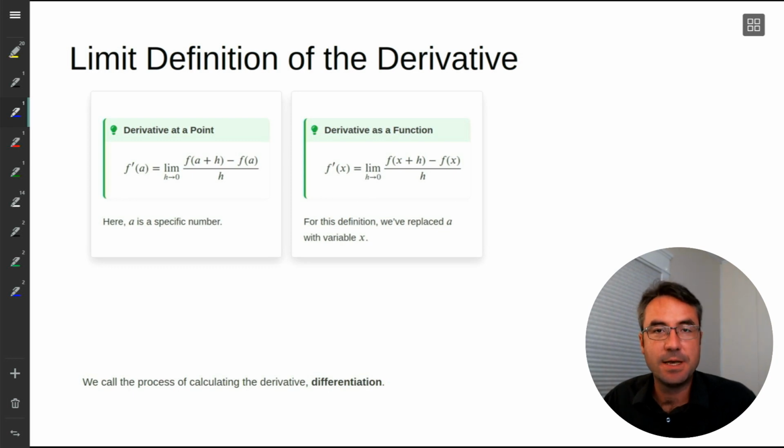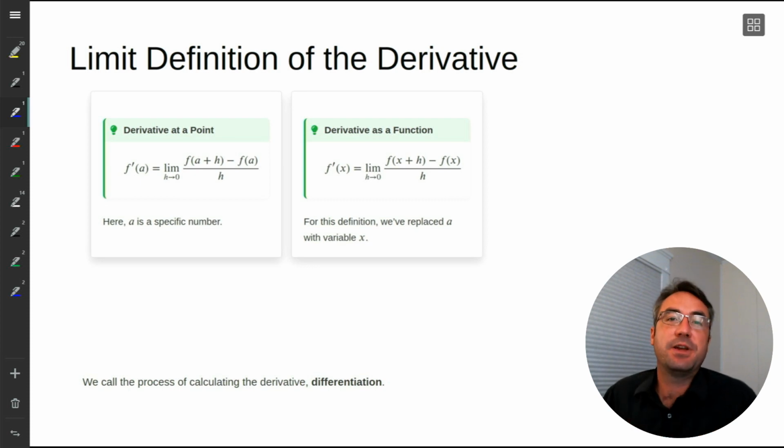Well, it turns out that a lot of times we're not just interested in the derivative at one specific place. We're interested in the derivative at a whole bunch of different places. So instead of using a as a fixed number, we let a vary. We let a be a variable. So we generalize this definition a little bit, and instead of using a specific number a, we replace it with variable x. And this gives us the derivative as a function.